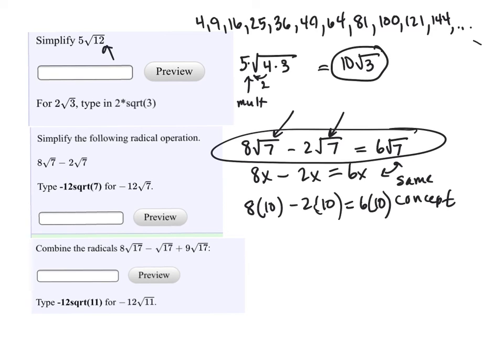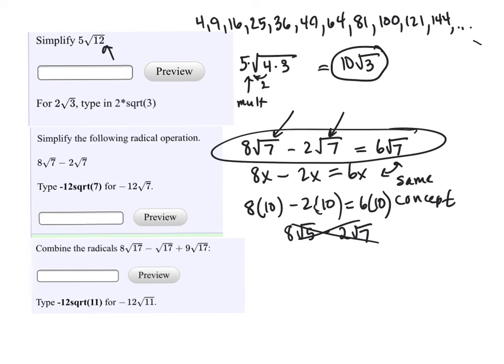If, for example, I said 8 root 5 minus 2 root 7, you can't do that. You can't simplify it unless you approximate. You'd have to punch it into the calculator and get a decimal. That's not what the goal is here. The goal is to simplify square roots. So understand you can only do that if the radical part is the same. All right, last example here.